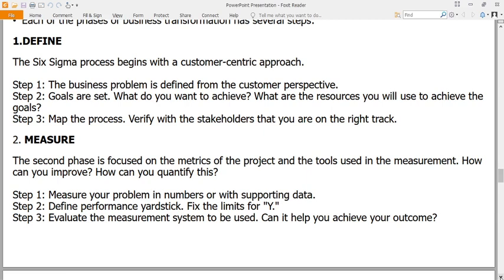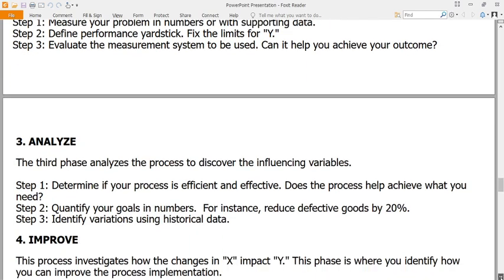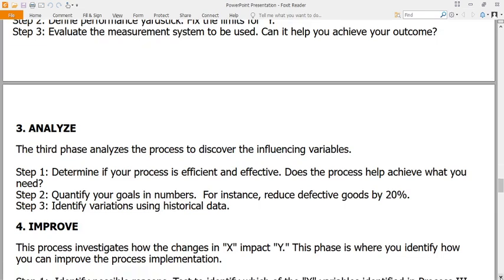So how can you improve? In other words, here you quantify. So you measure your problem and quantify it. You define your yardstick or benchmark, which will be your dependent variable, and then evaluate the measurement system. So number 3, in the analysis stage, after you've measured, now you analyze the process to discover the influencing factors. Now these are the different solutions. So determine if your process is efficient and if it is effective.